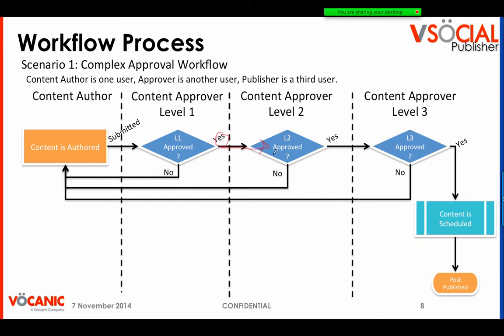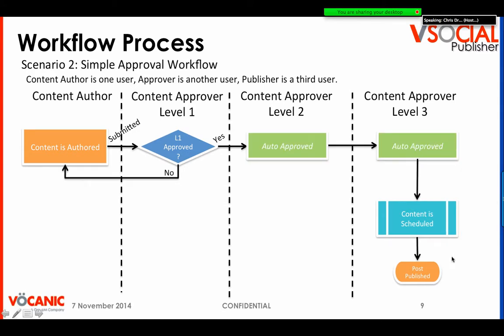And likewise, the process will continue. Rejections will get sent all the way back to the content authors, or approvals will move on to level 3. Finally, as long as level 3 approves, it will then either get published right away or published according to the schedule configured. Okay.